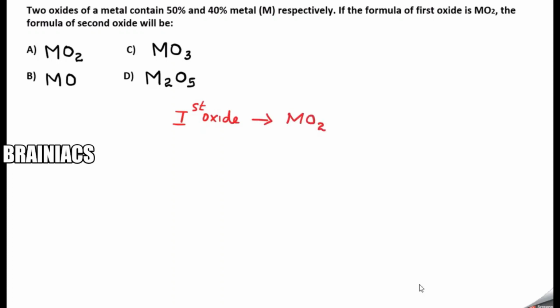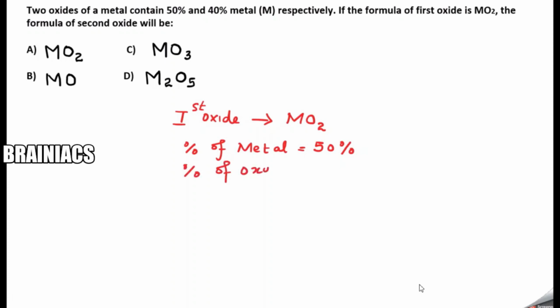Now in the first oxide, they told what is the percentage of metal. So the percentage of metal in my first oxide, they have given as 50%. Correct? Okay. So 50% they have given. And so what will be the percentage of oxygen then?